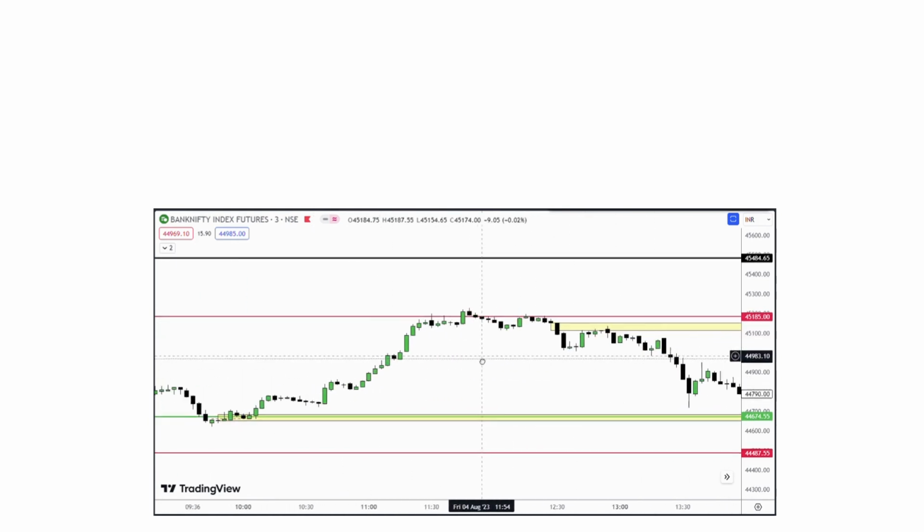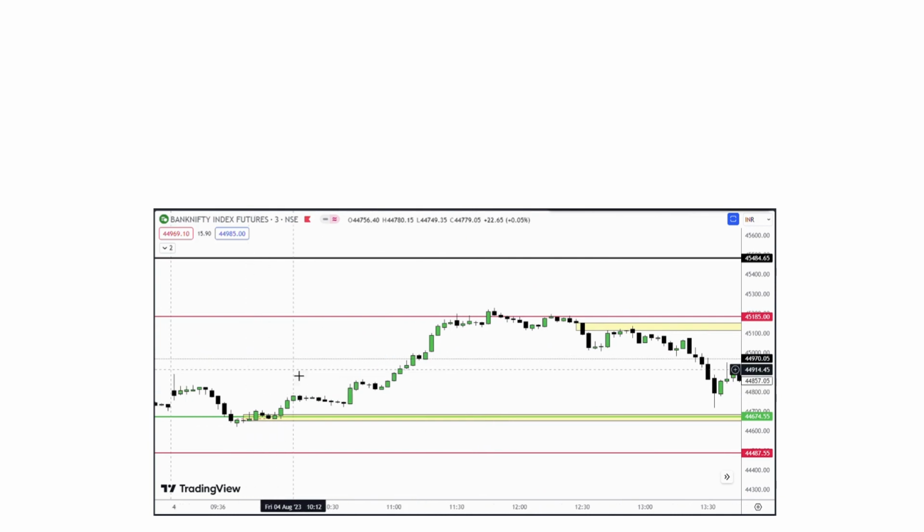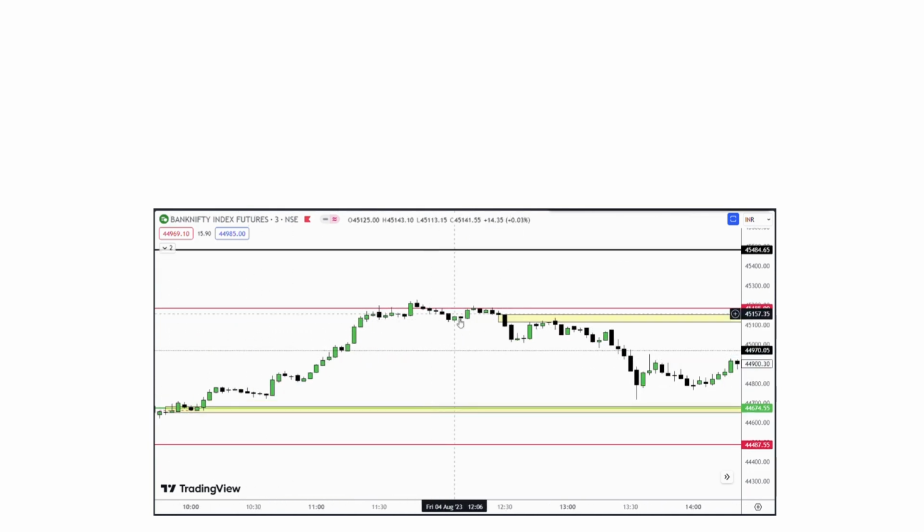Now I'll talk about this trade later. First, let's talk about this trade over here, the trade that we took on the short side. As you can see, price came, touched the previous day high, couldn't cross. This particular candle crossed and closed above it. And then it started falling from there.